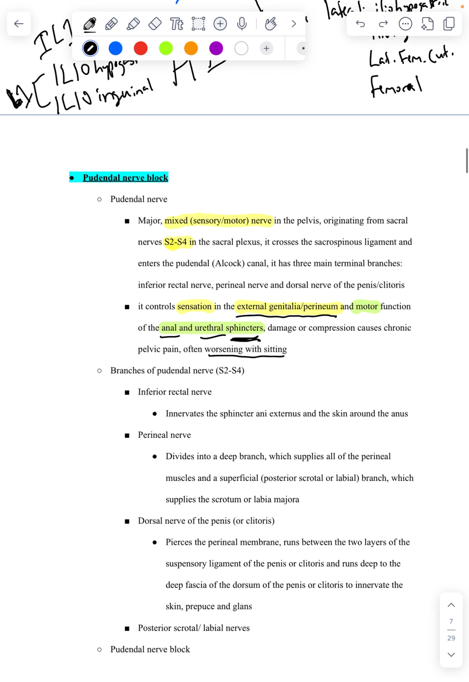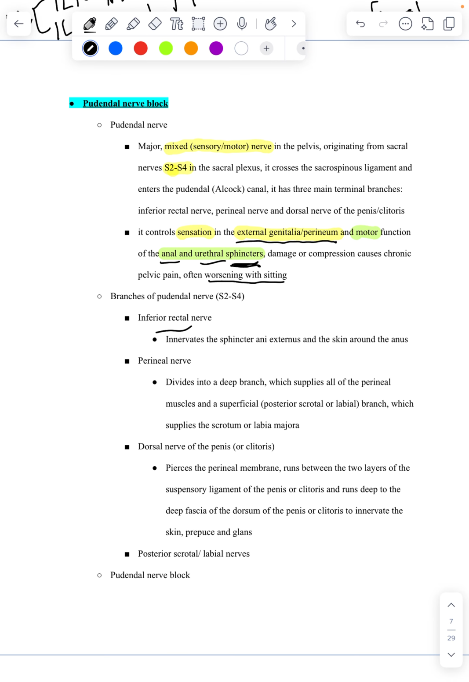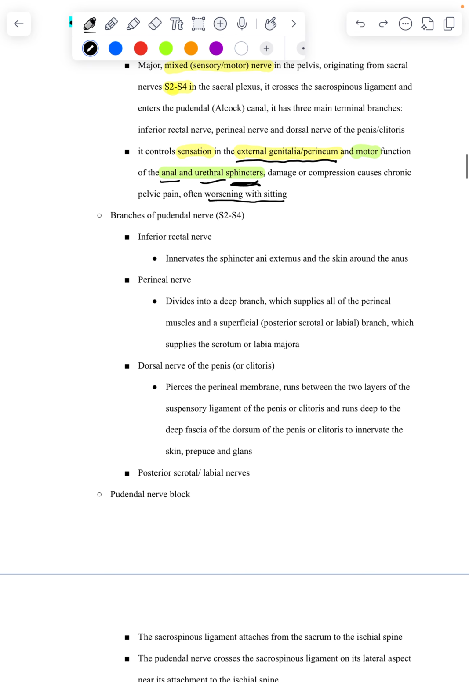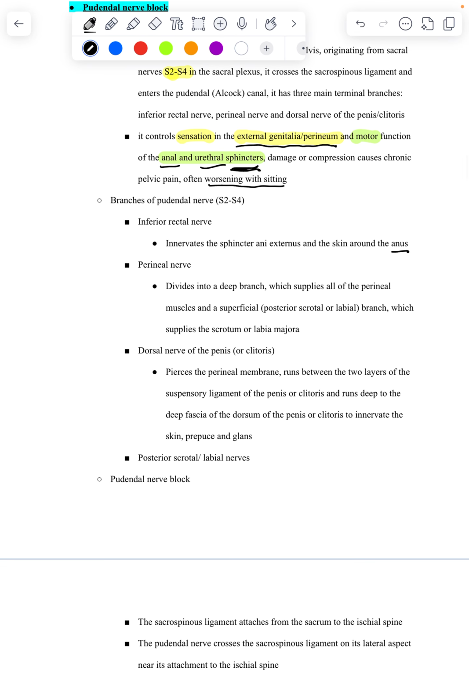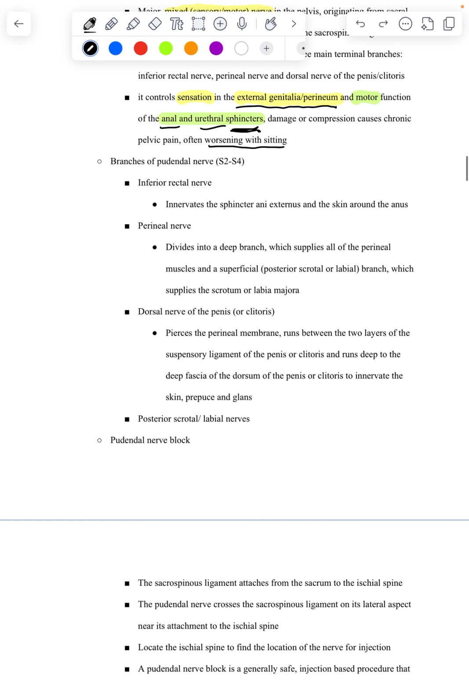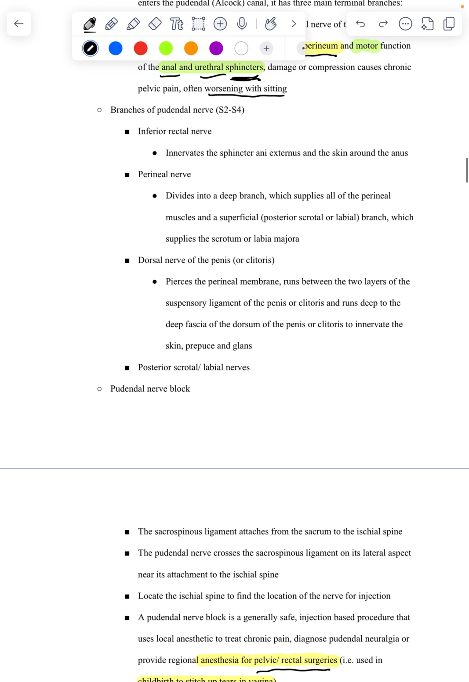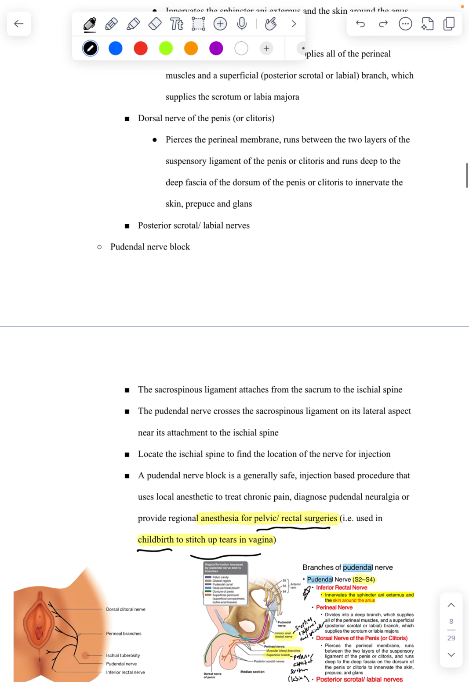I don't know if she'll go into detail about what each nerve does, but you can kind of tell from the name. So the inferior rectal is going to do the rectum stuff, going all the way down to the anus. So it'll do the skin there, and it'll innervate the sphincter. So sensation and muscle. And then the rest are kind of just self-explanatory based on the name.